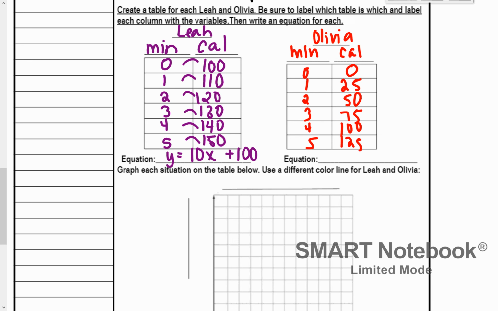This equation, we should have y equals, and then what are we doing to our x each time to get our y? Well, we're multiplying it by 25. So 25 times x, or x times 25, same thing.